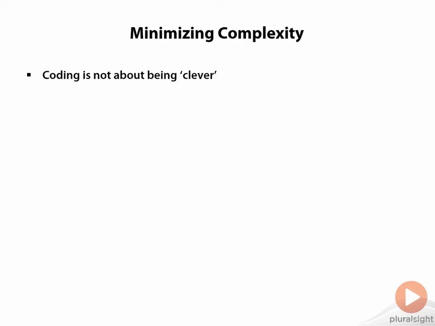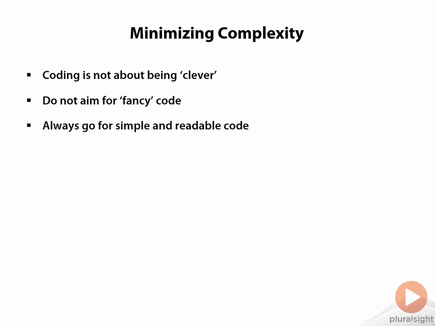Being clever should never be the aim of programmers. Programmers must not aim for complex code and must not go the fancy way of achieving a certain functionality. Instead, always aim for simple and readable code. Simple code is easy to review, maintain, evolve, test, and document.